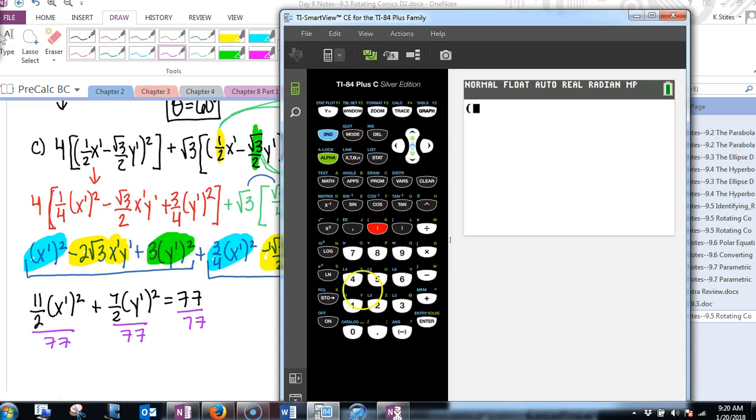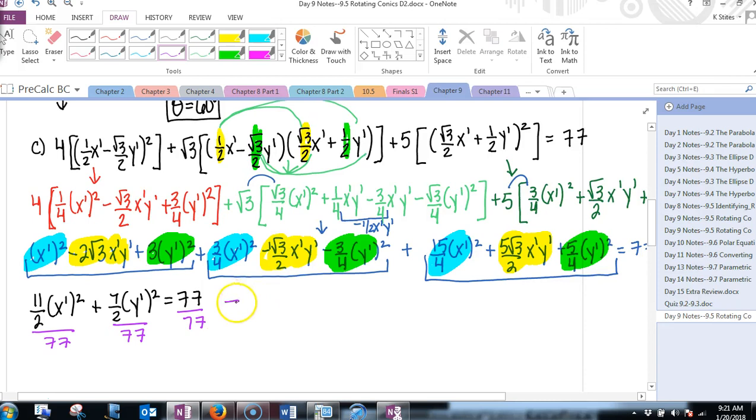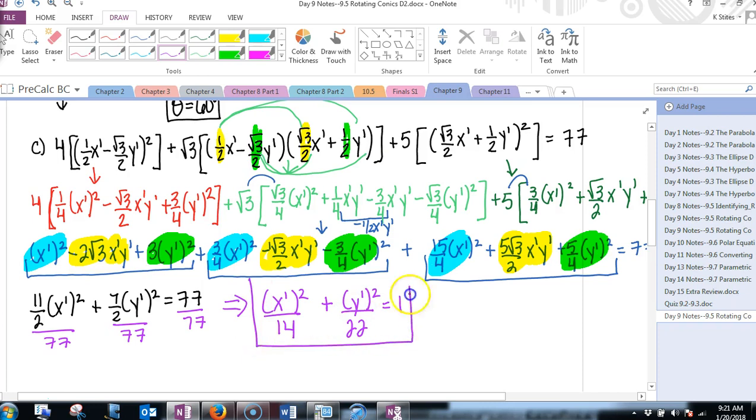And you would just do that like this. And that is 1/14. So x prime squared over 14 plus, do the same thing with 7/2 divided by 77, and you should get y prime squared over 22. Don't forget your equals 1. And that is part C.